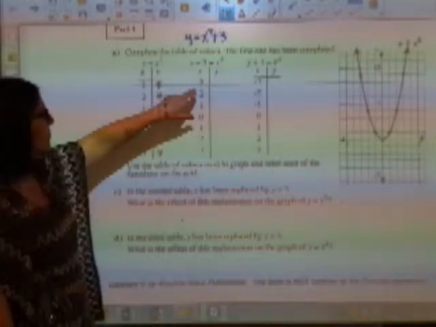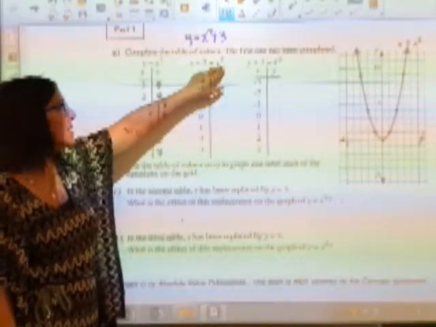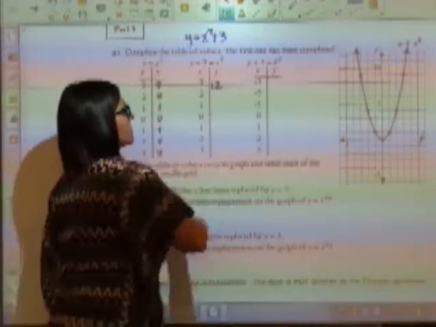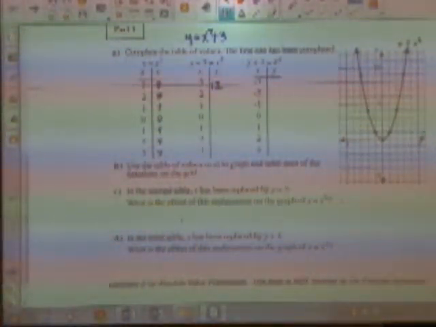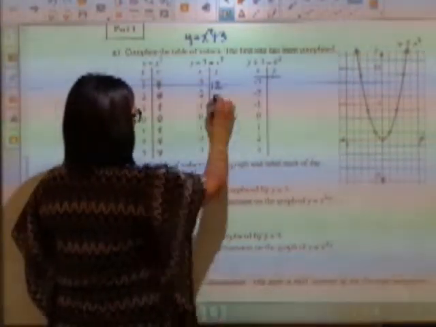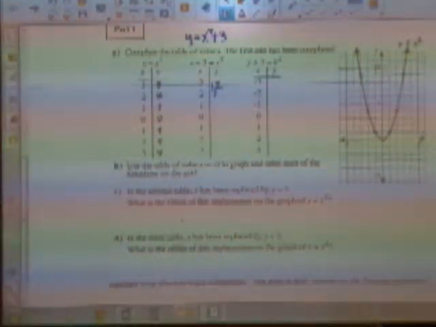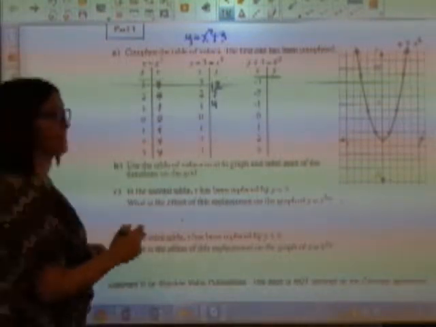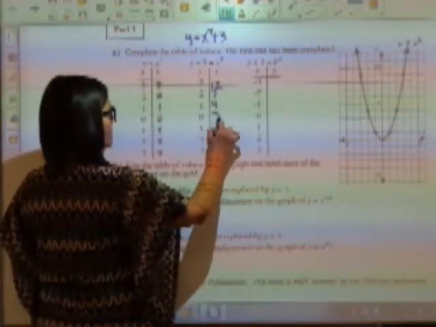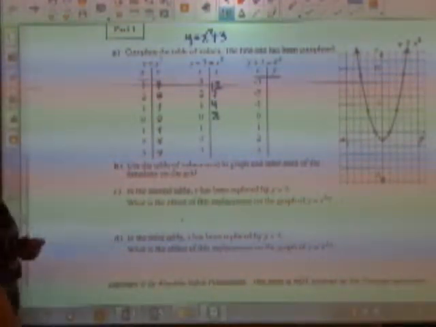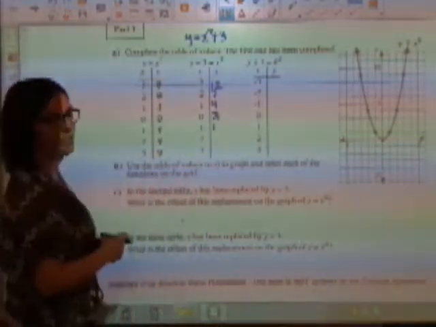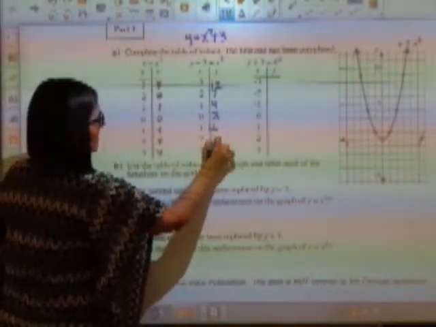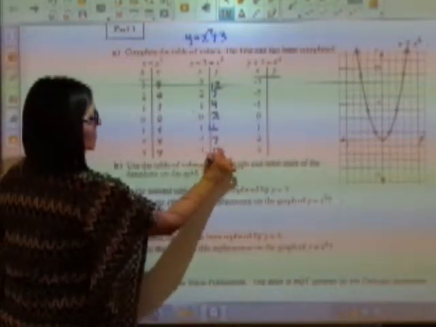So if x equals -3, I get -3 squared, which is 9. Add 3 to it, and I get 12. -2 squared is 4. 4 plus 3 is 7. -1 squared is 1 plus 3 is 4. 0 squared plus 3 is 3. And then I get 1 squared plus 3, which would be 4. 2 squared, which would be 4, plus 3 is 7. And 3 squared, which is 9, plus 3 would give me 12.